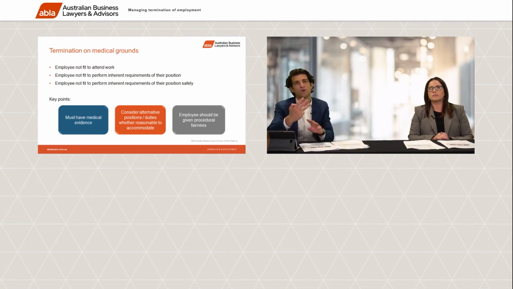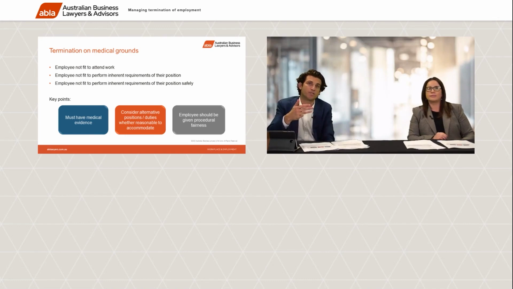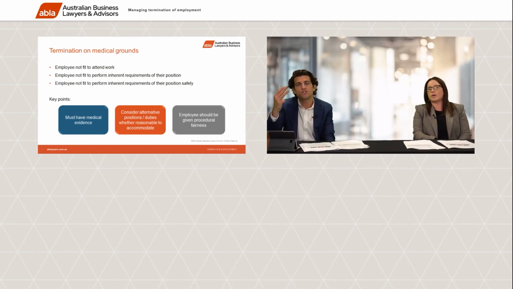So just in summary, what we're talking about is that they can't do the inherent requirements. You've exhausted all reasonable adjustments or accommodations. And on top, you've also ensured that you've spoken to them, provided them with your preliminary views and given them the opportunity to respond. And we're going to talk about that notion of procedural fairness in a bit more detail when we get to unfair dismissals. Once you've done all those three things, you are in a position to terminate.